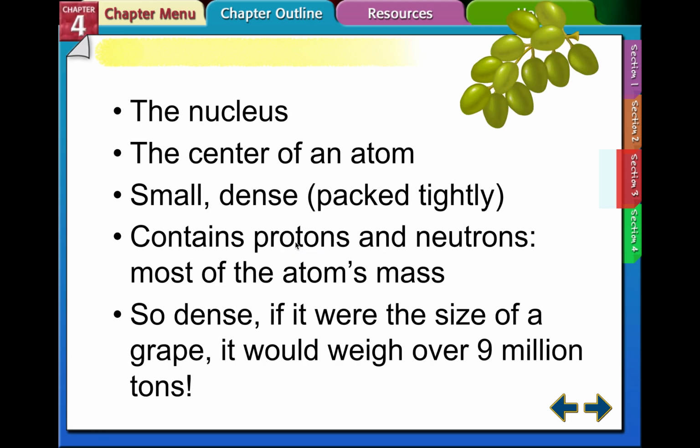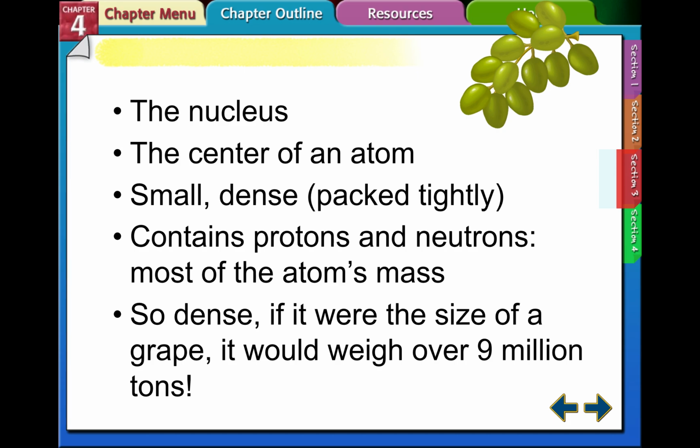In the nucleus, you can find the protons and the neutrons. The nucleus itself is the center of an atom. It is small, dense, and tightly packed with matter. It contains protons and neutrons and the majority of the atom's mass.